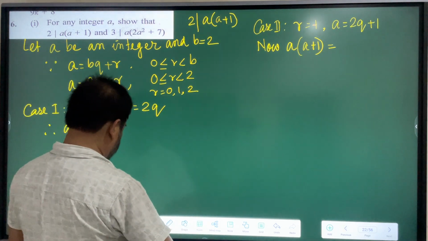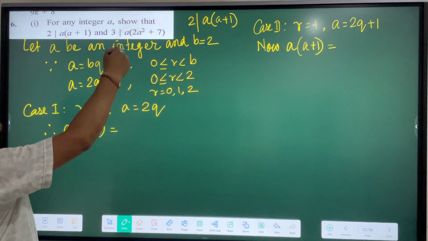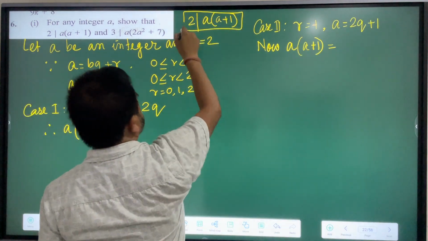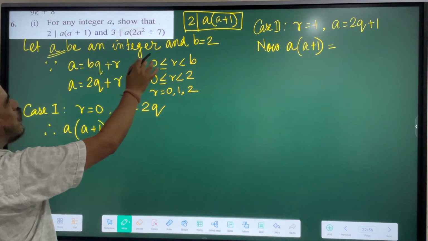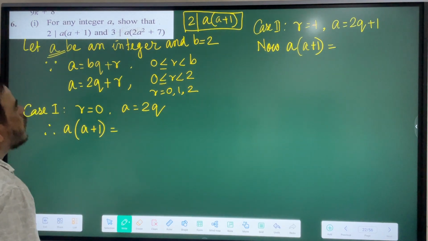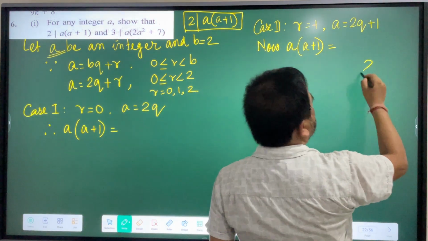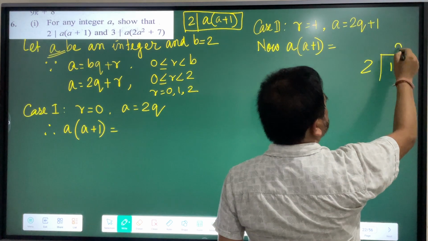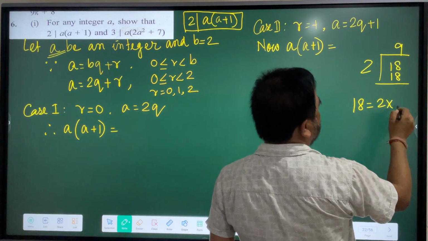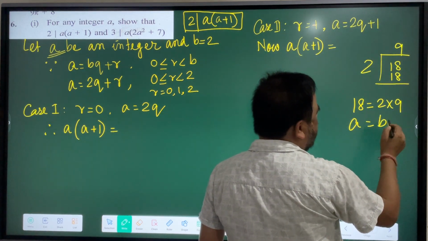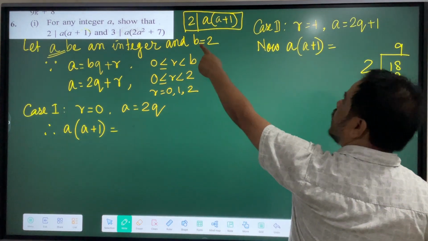And this type of sums we have already done in exercise 3.2. So for any integer a, show that 2 divides a into a plus 1. This is what we have to prove first. So we have taken a to be an integer, and b equals 2. Why is b equals 2 taken? Because 2 divides 18. 2 nines are 18, so 18 is equal to 2 into 9. So a equals bq. What is b? 2. That is why b equals 2 is taken.